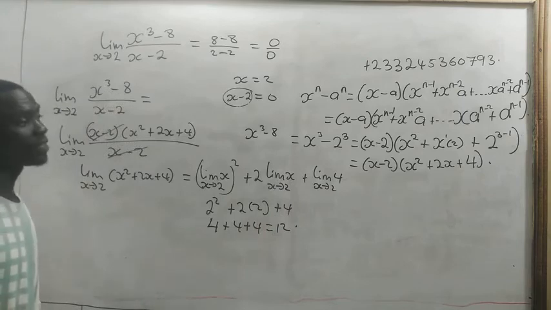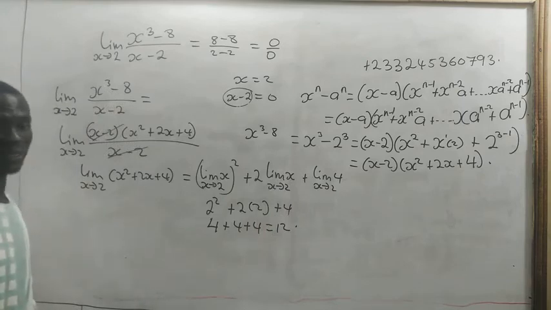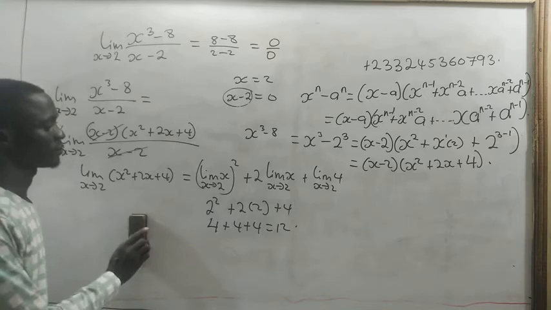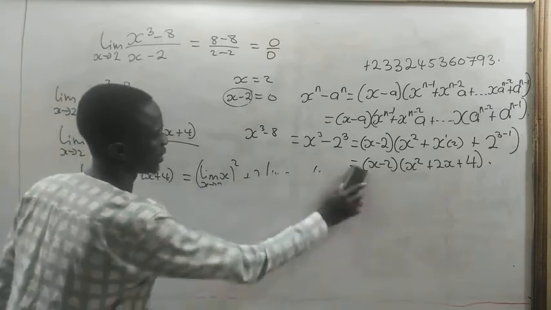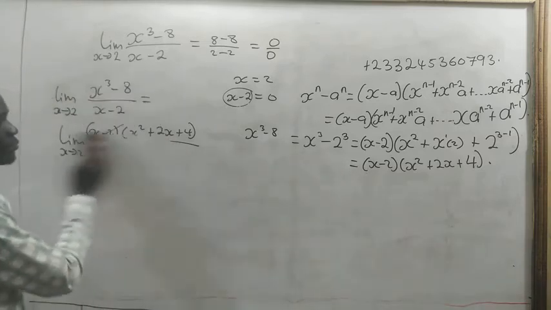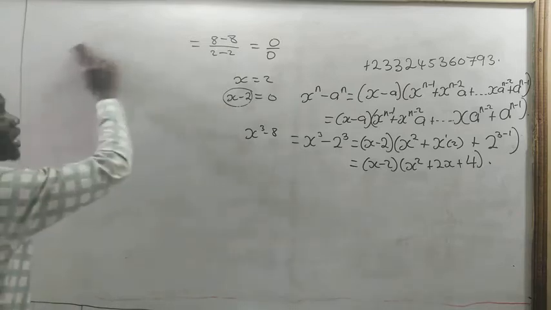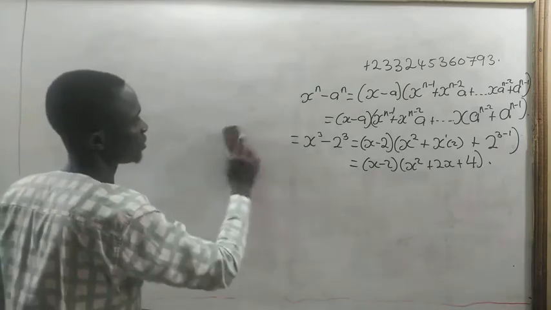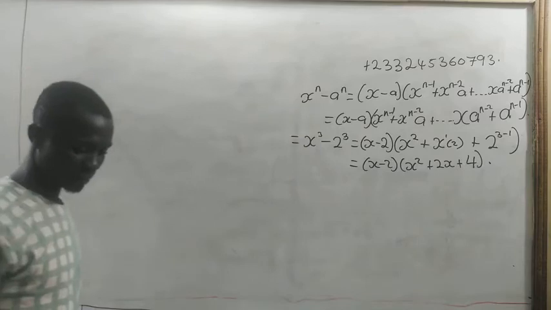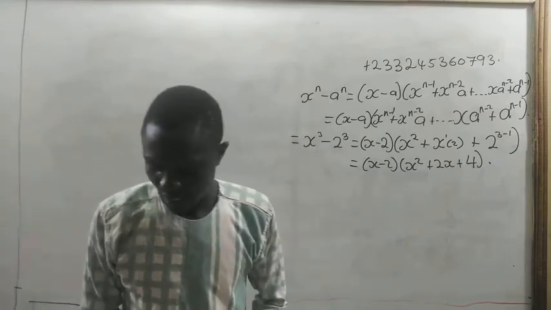So this will give us 4 plus 4 plus 4, and that is 12. Wow. Very, very simple and very, very interesting. Now let's move to the next question. We are solving more examples to improve your understanding. Let's see the next example.